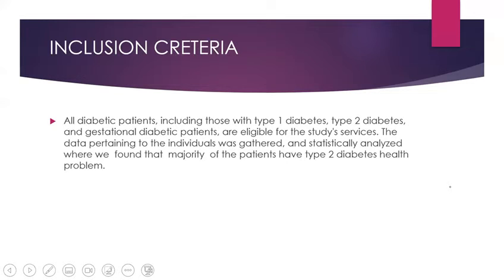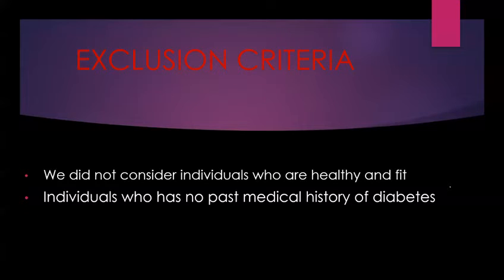I'm going to talk about the inclusion criteria and exclusion criteria of the study. In the inclusion criteria, we have included all the diabetes patients who are of type 1, type 2, and a few gestational diabetes patients. Based on the data gathered, we found that type 2 diabetes patients are in the majority compared to the remaining two types.